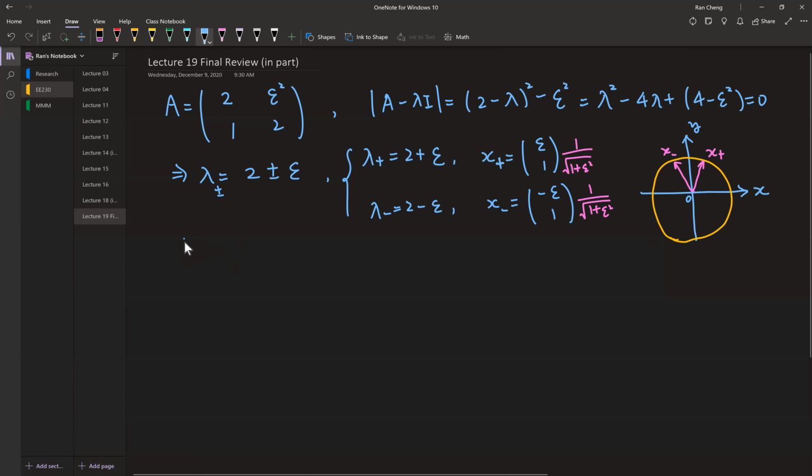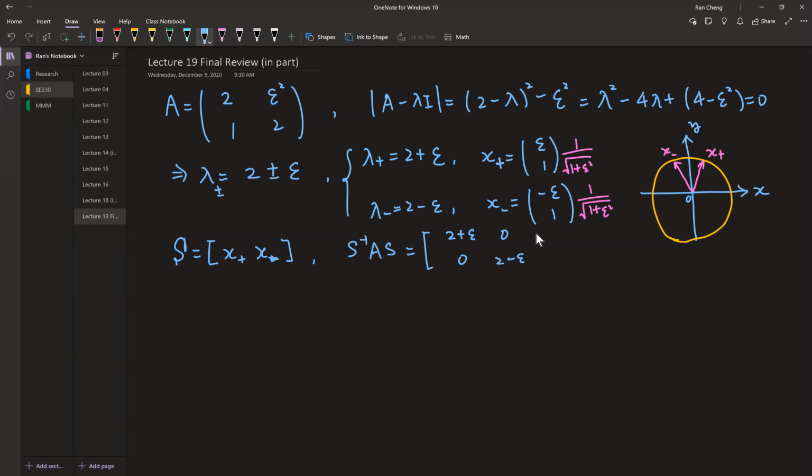Then we can define the matrix of eigenvectors S by treating x plus and x minus as the two columns. Then it diagonalizes A through a similarity transformation, right? So it becomes diagonal, with 2 plus epsilon and 2 minus epsilon, and 0, 0 off the diagonal. So there's no problem at all.